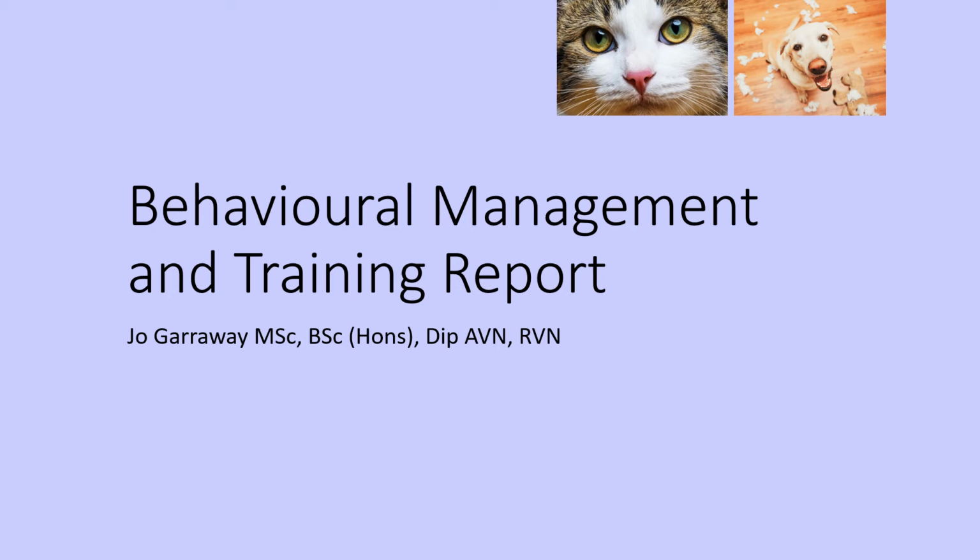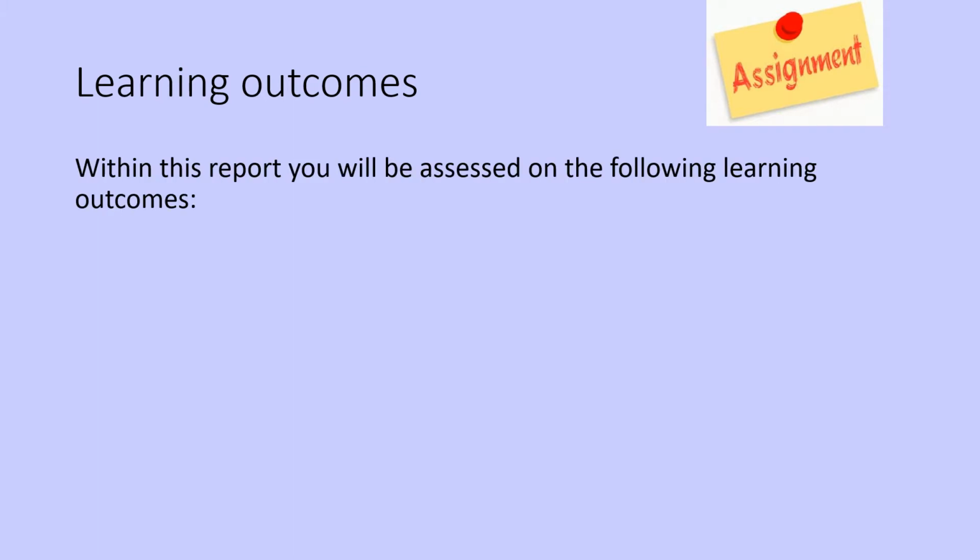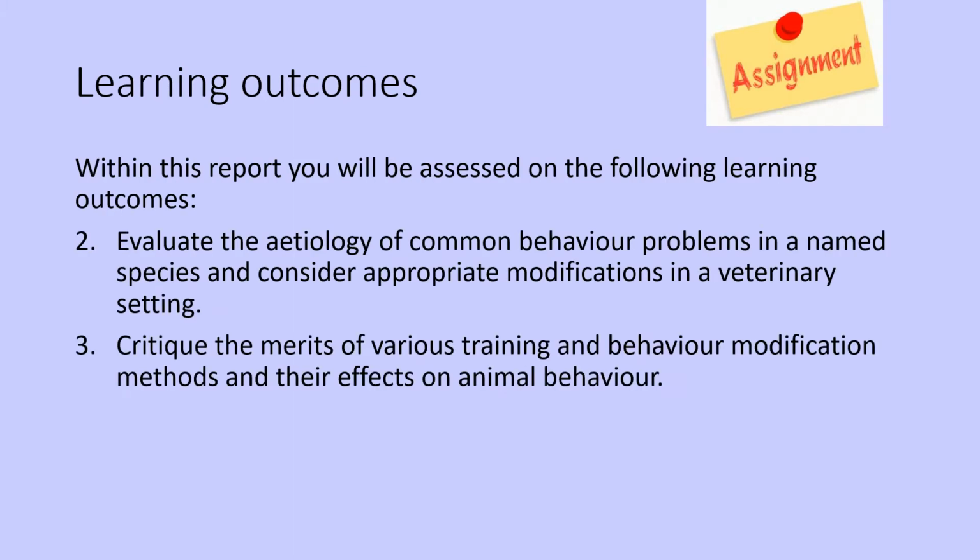This is the assignment launch for the first animal behaviour assignment, which is the behavioural management and training report. The first thing to look at then is the learning outcomes. So within this specific report, you're going to be assessed on 2 learning outcomes.